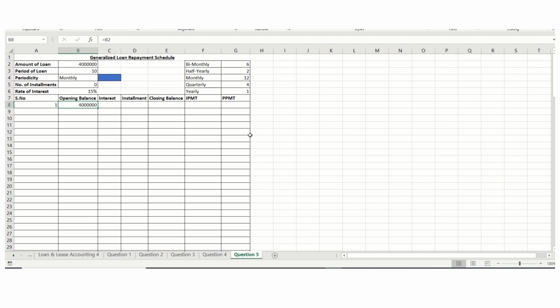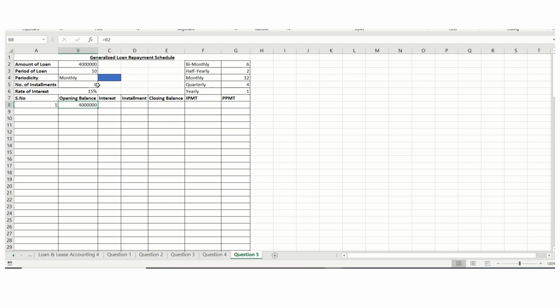Why Limited took a loan of 40 lakhs for setting up a business from Axis Bank for 10 years at 15% per annum to be repaid in equal monthly installments. So we have monthly installments. The amount of the loan is 40 lakhs. The period, the year to complete the loan amount is 10.